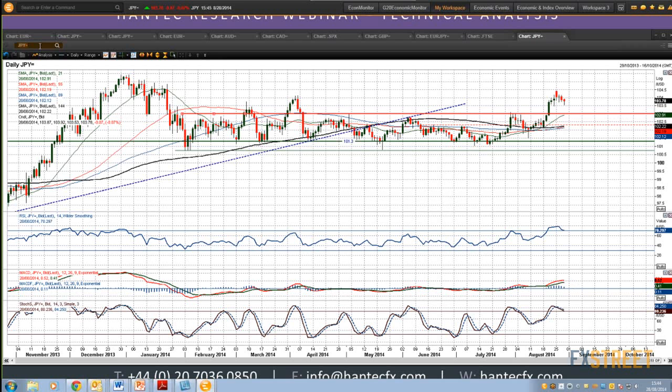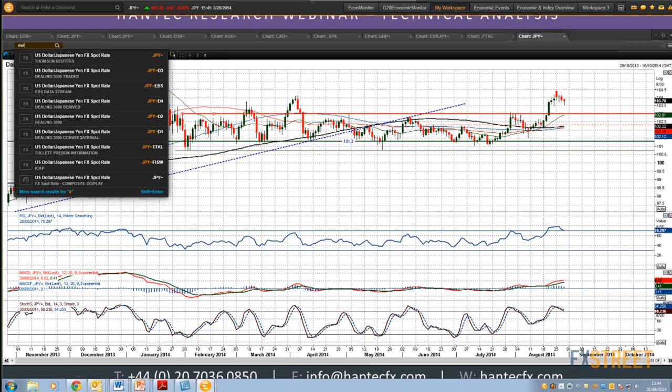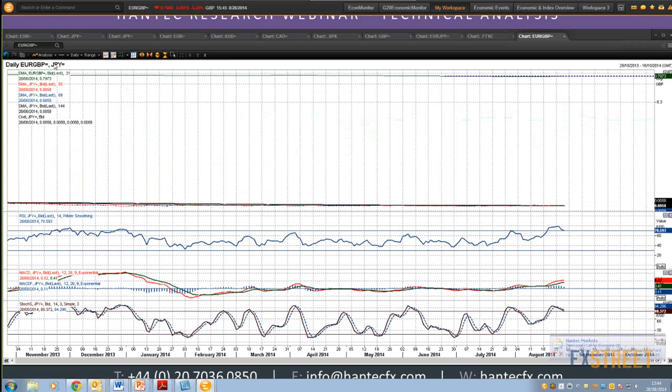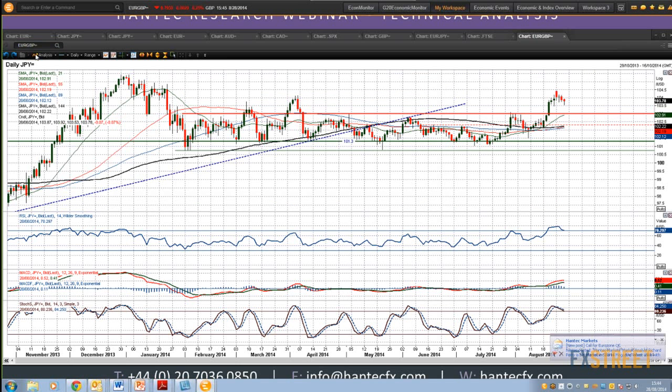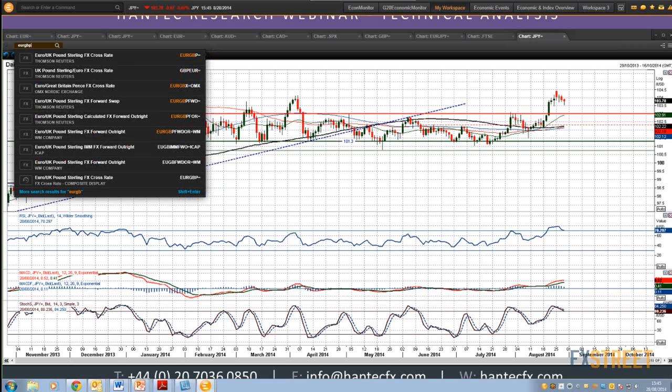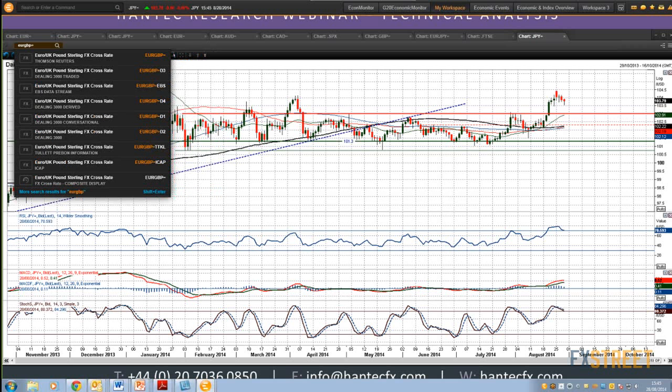Okay, there's a request for euro sterling. No problemo. Euro sterling. Here we go. Let's see. We'll do that again. EUR GBP equals. There you go.